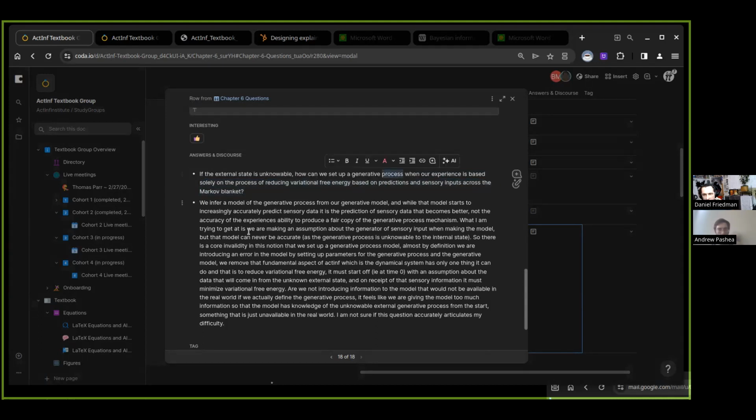I'm not sure if they meant process or model here, because setting up a generative process is something that the human modeler does when they're designing a simulation, but not what the animal has to do.